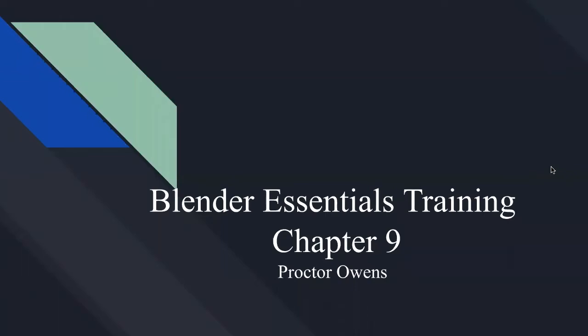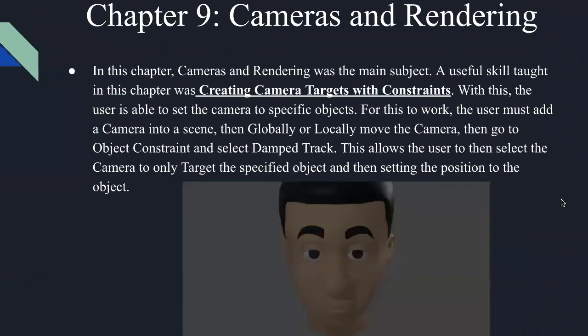And now we're on to Blender's Essential Training, Chapter 9. This chapter was all about cameras and rendering. A useful skill taught in this chapter was creating cameras with targets and constraints. With this, the user is able to set the camera to specific objects.